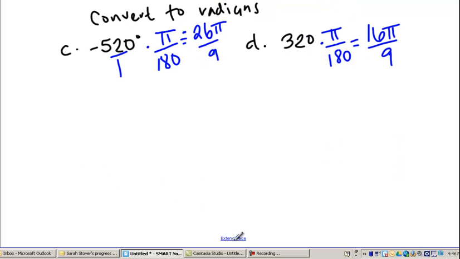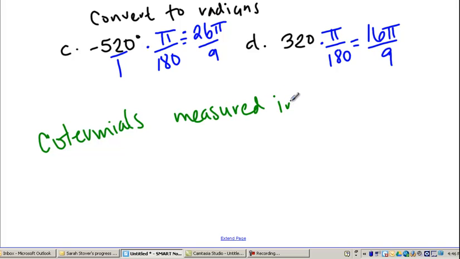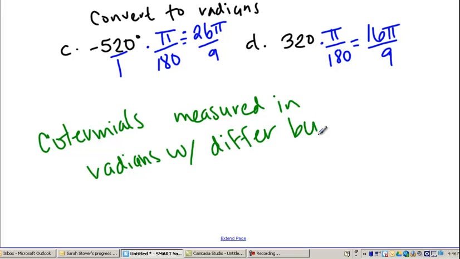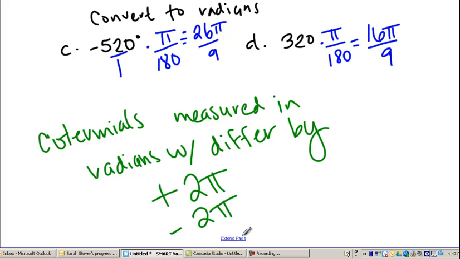Okay. One more thing I want y'all to know is coterminal angles measured in radians will differ by adding 2 pi or subtracting 2 pi.